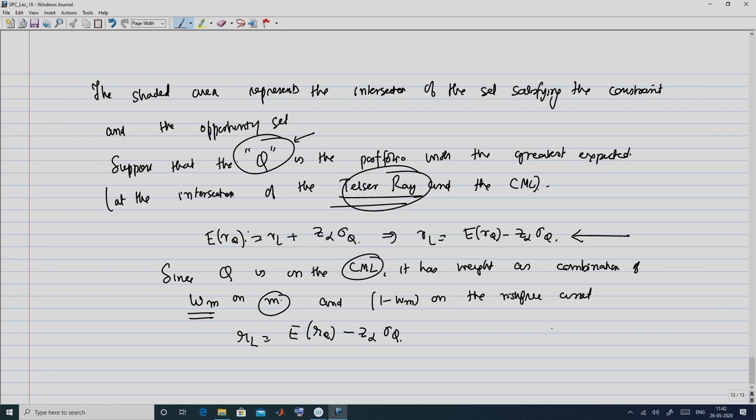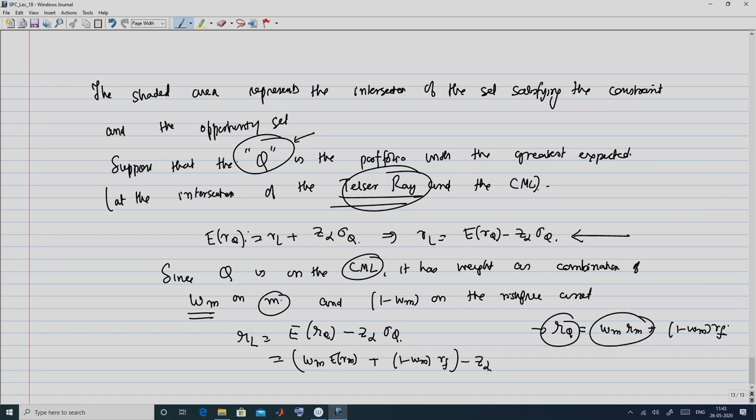Now since Q is on the CML, that means RQ is simply going to be WM RM plus 1 minus WM RF. So the expected value of RQ is going to be WM times E of RM plus 1 minus WM into RF. So this term is taken care of, minus Z alpha. And here sigma Q is simply going to be the standard deviation of this term, because the constant term will vanish and the cross term is going to vanish. So Z alpha into sigma Q is simply going to be WM into sigma M. And therefore, this will imply that WM is equal to (RL minus RF) over (E of RM minus RF minus Z alpha sigma M).